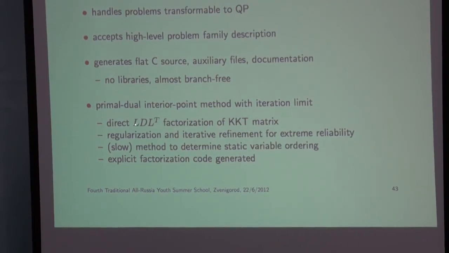And part of that is making a factorization. We use a direct LDL transpose factorization. We use regularization and iterative refinement for, in fact, I would replace extreme with total. Because in fact, again, if you know about how these numerics things work, there's only one way a numerical code can fail. I mean, there's stupid programming errors, right? But numerically, there's only one way they can fail. It's in division. There's no other way to fail.